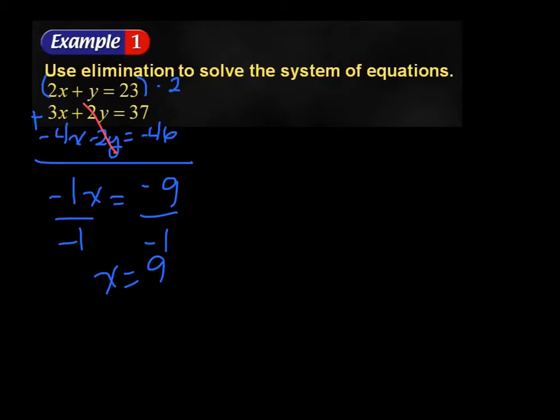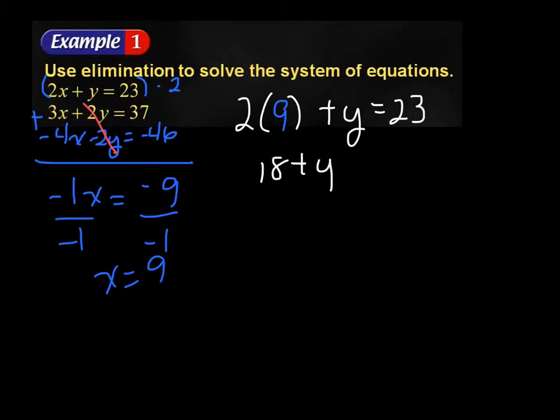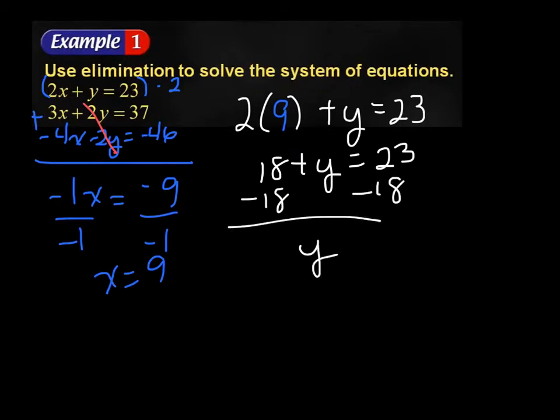divide both sides by -1, and x equals 9. When we go back to get our y value, we're going to substitute x back into the first equation. So now I have 18 plus y equals 23. Subtract 18 from both sides, and y is 5.